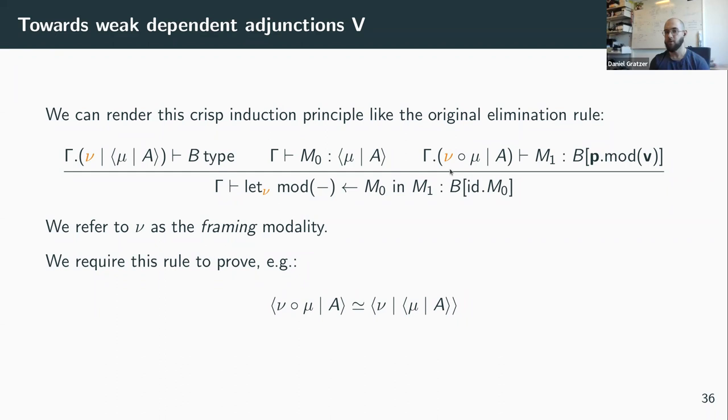And in this context, I like to refer to nu as the framing modality. But with it to hand, we can prove the desired thing, which is that nested modal types correspond to modal types of the composite. If you like, the structure that you get out is some sort of pseudo-functorial map from modalities to types.